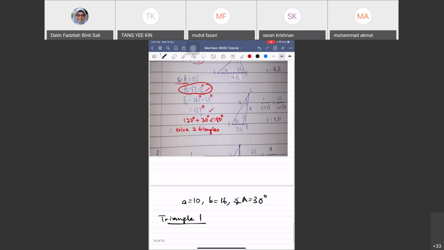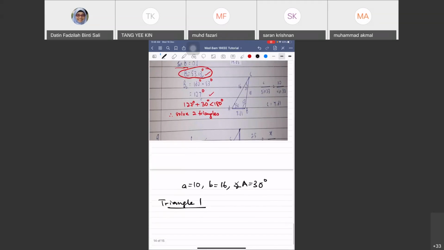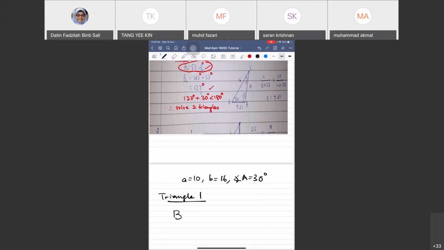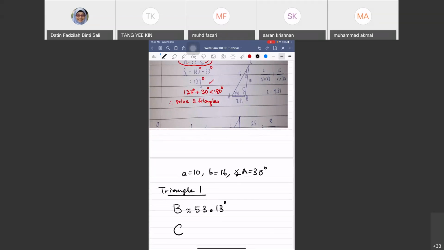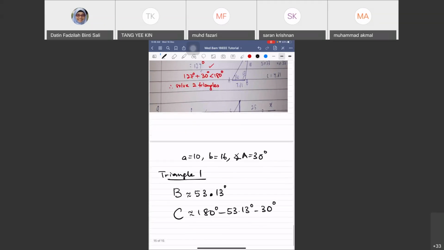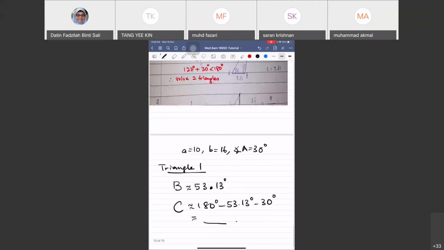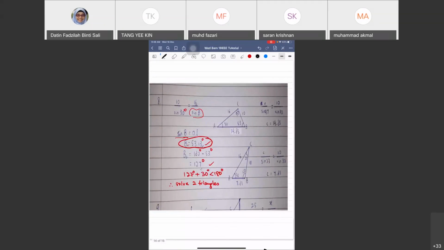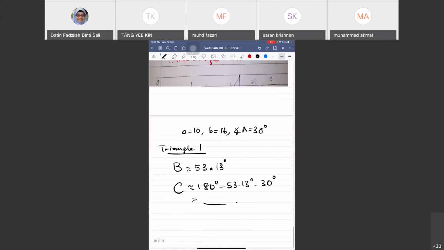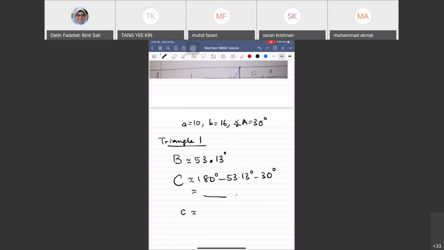So you got your B, 53.13. Then you compute for your angle C: 180 degrees minus 53.13 minus the given 30 degrees. So you got your angle C. Then only your small c, using the law of sine. So using the law of sine, you got your small c.